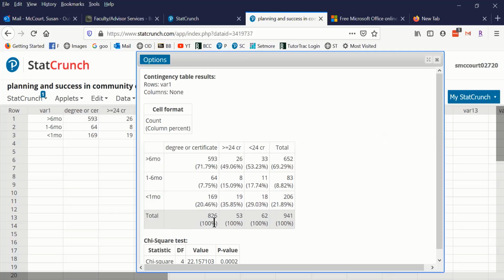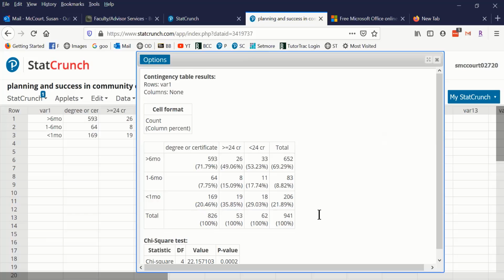Does that look familiar? So when we went over it before, I talked about how there'd be a 1 at the bottom of each. So same thing, 26 divided by 53, 8 divided by 53, 19 divided by 53. So that's the column percent.